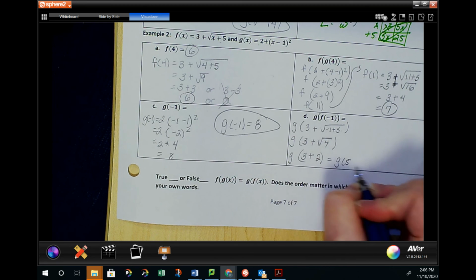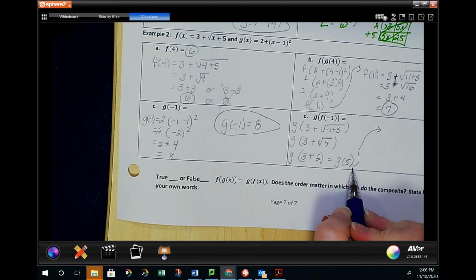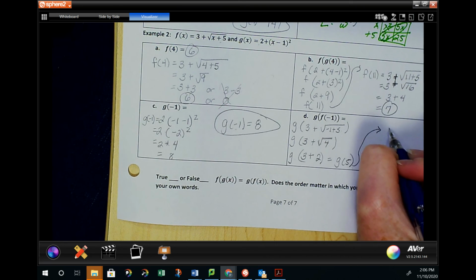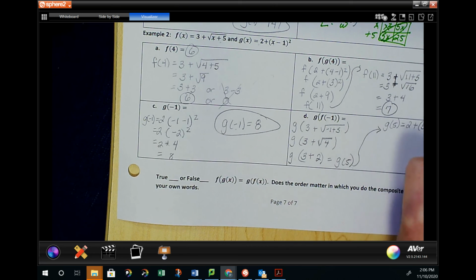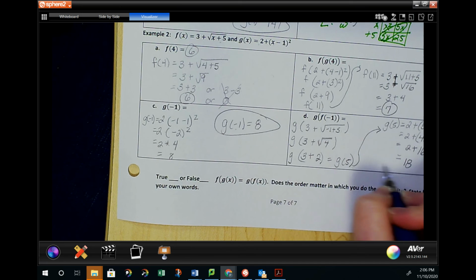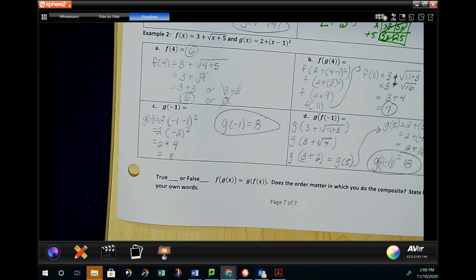g of 5. So now we're going to put 5 into our function. So g of 5 is going to equal 2 plus 5 minus 1, squared. 5 minus 1 is 4. I'm going to square that. And 4 times 4 is 16, plus 2 ends up being 18. So g of f of negative 1 ends up being 18.